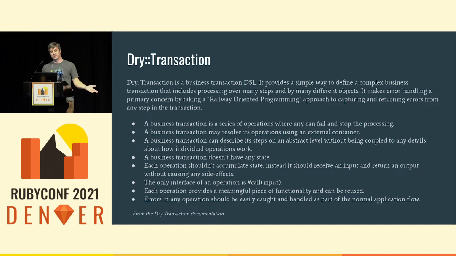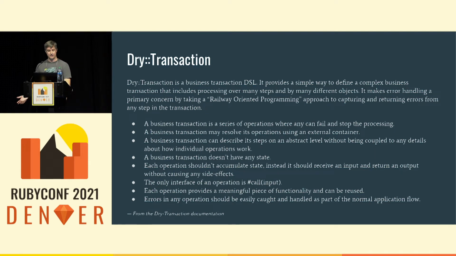The term transaction is different from the one you're familiar with, a database transaction. Instead, this is a business transaction, which means it encapsulates some set of business logic within your application. It might involve several discrete steps, one after another, and it probably involves many different objects. If any of those steps fail, it'll stop processing, and handling those failures is a first-class concern. The steps are declared in a DSL that lets you look at them from an abstract level without being coupled to how those steps are implemented.